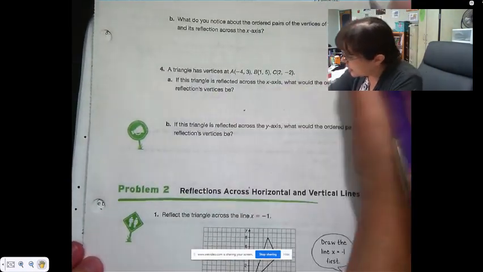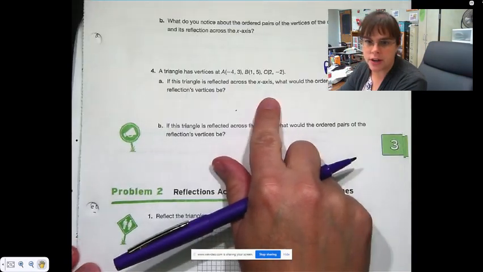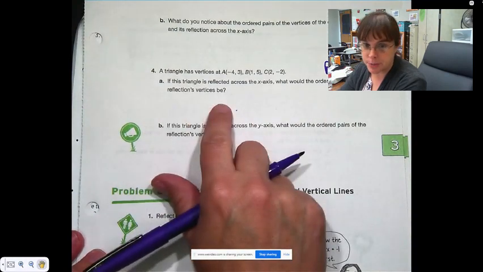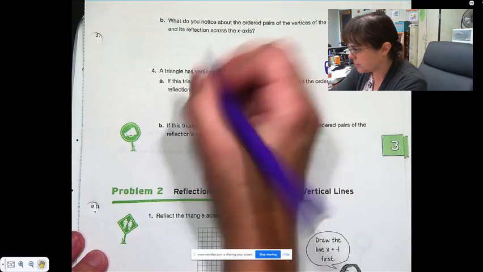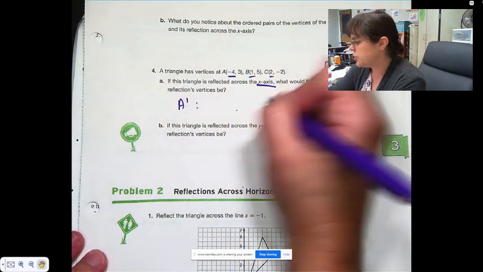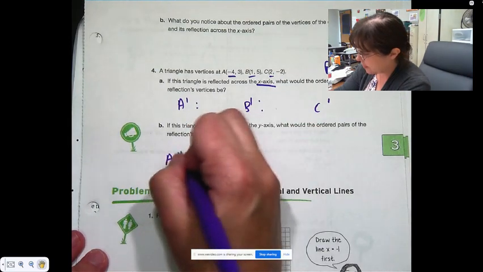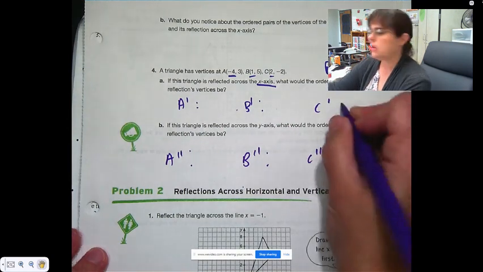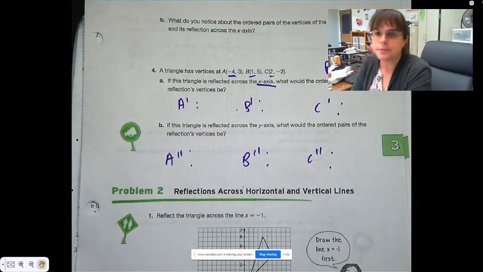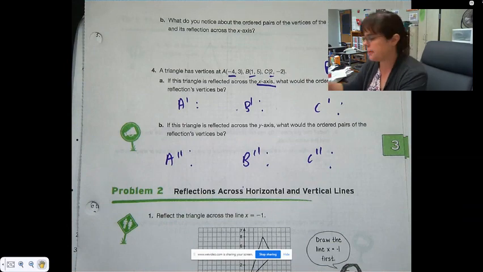4 on page 139. It says, if the triangle is reflected across X, what would the ordered pairs of the vertices be? So X means that first coordinate stays the same. See if you can write what your new coordinate's going to be. Then we'll talk about what the Y reflection looks like. So go ahead and pause the video. And when you're ready to go with the X and Y axis, press play.